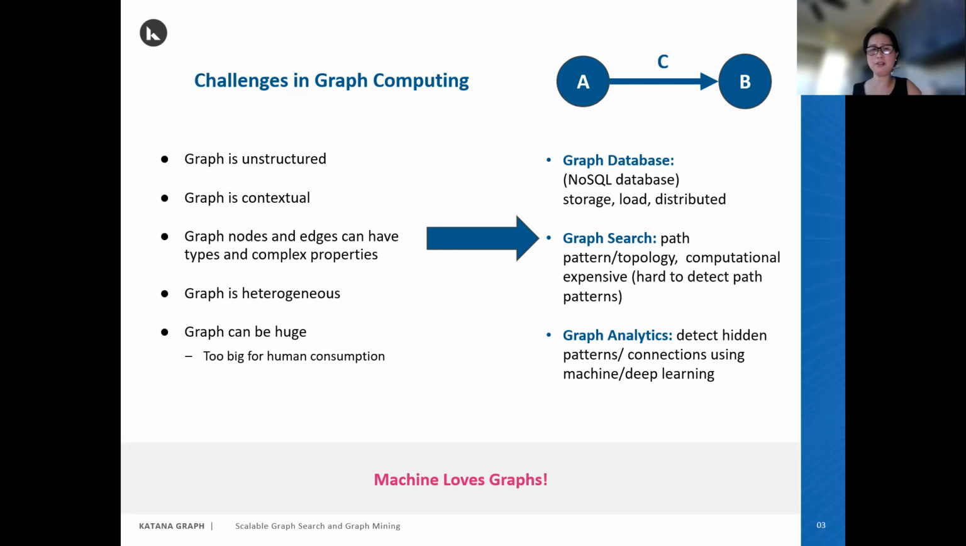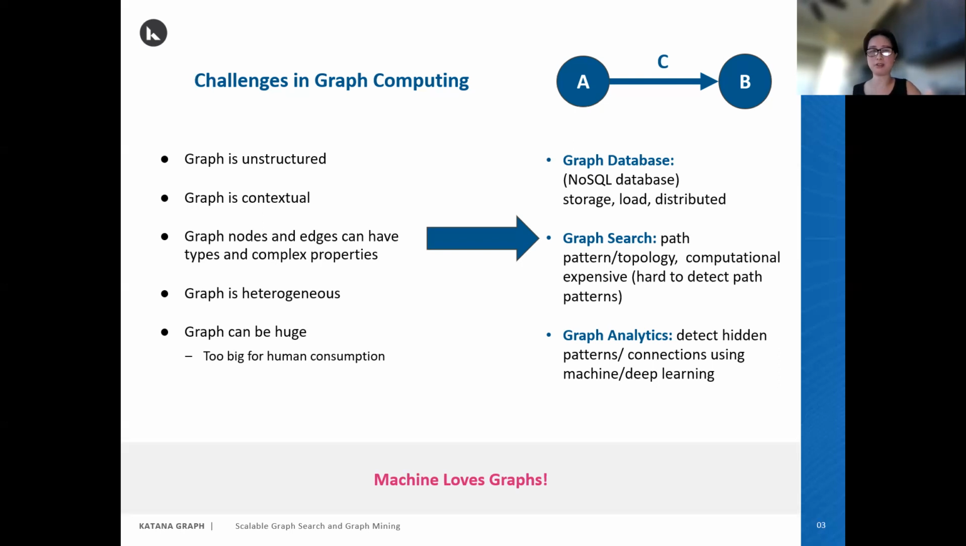And graph can be really huge. If a graph has millions of nodes and millions of edges, and you plot it and show it on your screen, no matter how big your screen is, it will look like a dark hairball. It's very hard for humans to consume, too big for human consumption.